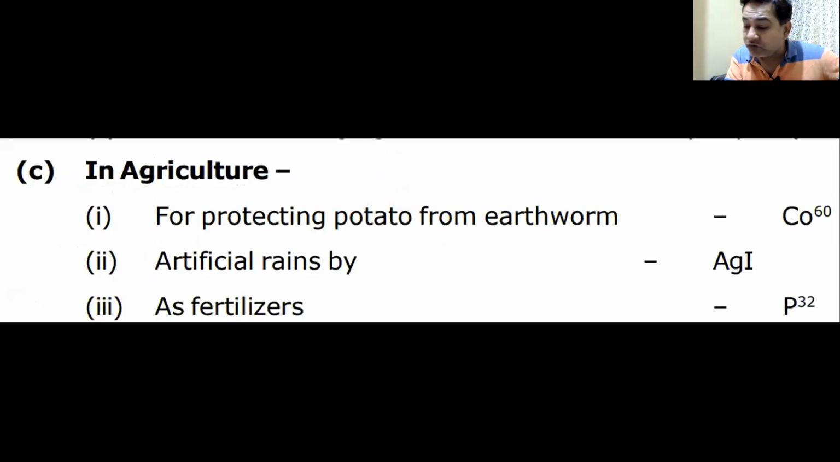The third type of use is in agriculture for protecting potato from earthworm, artificial rains, and as fertilizers. Again, this might not be so useful to you. The point that is going to be useful to you is for medicine. Do we understand this? Yes, sir. You don't have to note this down. You have to just mark it in the booklet, and you should remember it. Remember, the most important point for you is point number A, the use of radioactivity in medicine. Can we move ahead? Yes, sir.